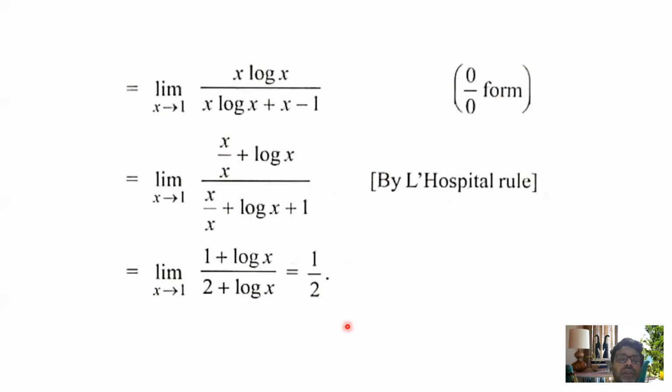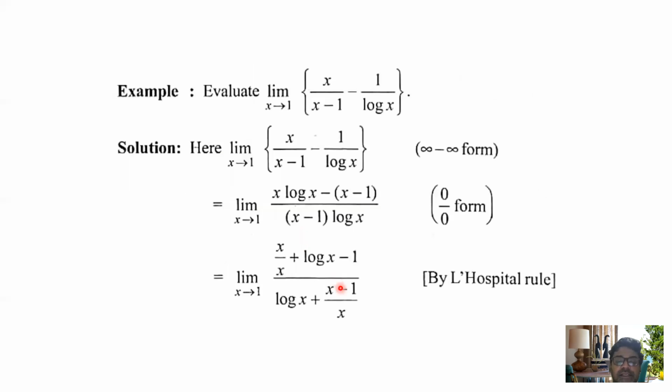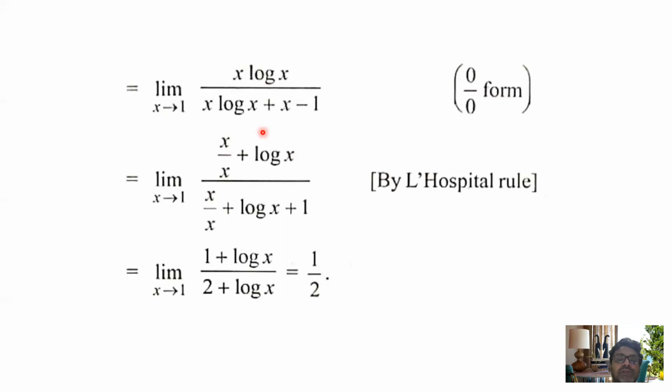Okay. Now, after simplification, you take LCM. Then you have this, x log x by x log x plus x minus 1. If I put x equals 1, that is 1 into log 1 means 0, and 1 into log 1 means 0, plus 1 minus 1, so 0. So ultimately again you have a 0 by 0 form. So again, by using L'Hospital rule, differentiate again: x derivative 1, by x derivative, and log x derivative 1 by x, and plus log x.